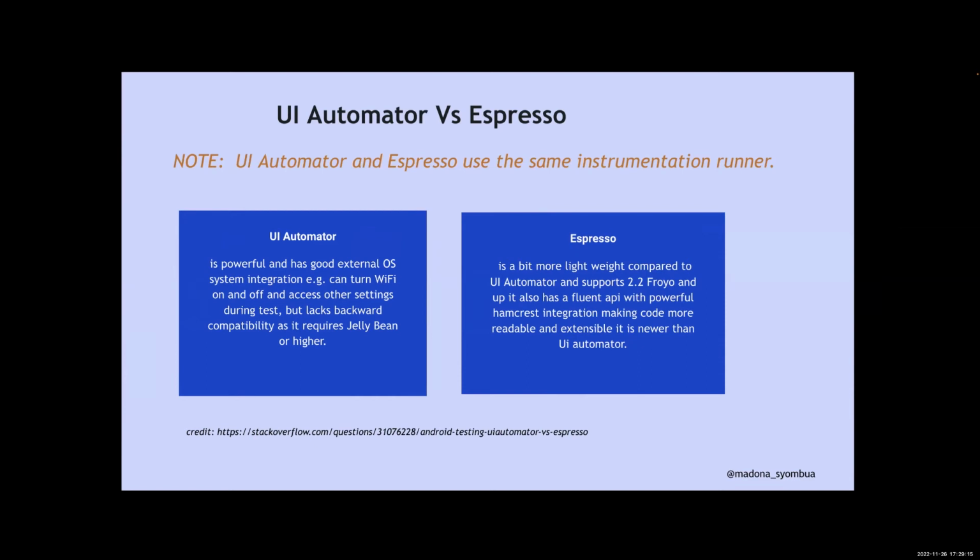Now, I had this slide here to showcase the differences, and I got this from Stack Overflow, a pretty good example. UI Automator is powerful and has good external OS system integration, e.g. it can turn Wi-Fi on and off and access other settings during tests, but it lacks backward compatibility. Now, Espresso is a bit more lightweight compared to UI Automator and supports 2.2 Froyo and up. It also has a fluent API with powerful Hamcrest integration. So I think this leads us to saying that here it's an option where you can pick either if you're pretty passionate about either. But either way, I think we use a lot of Espresso.